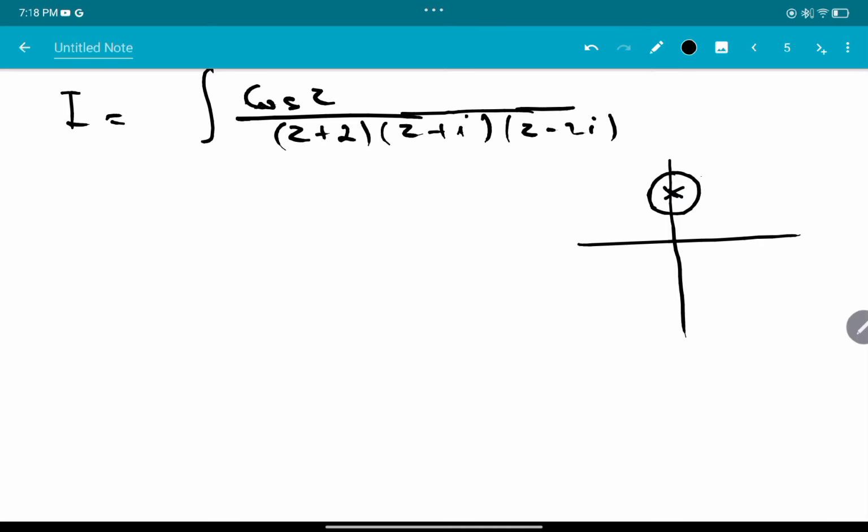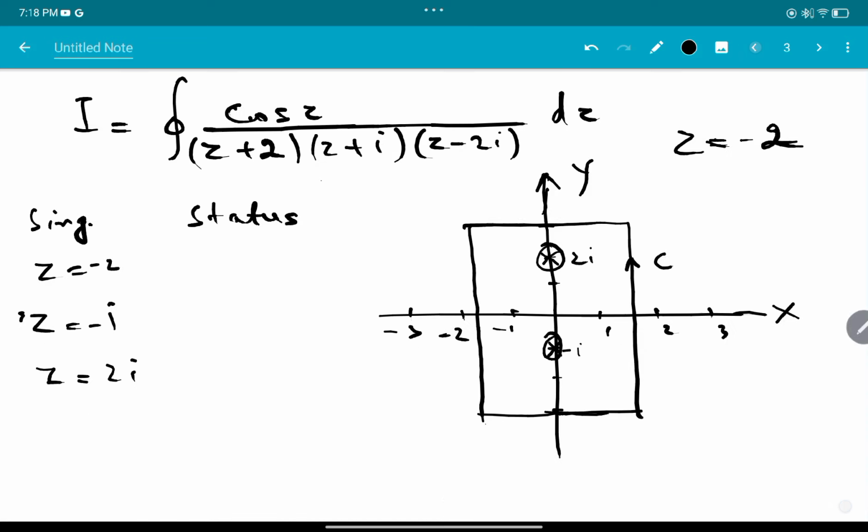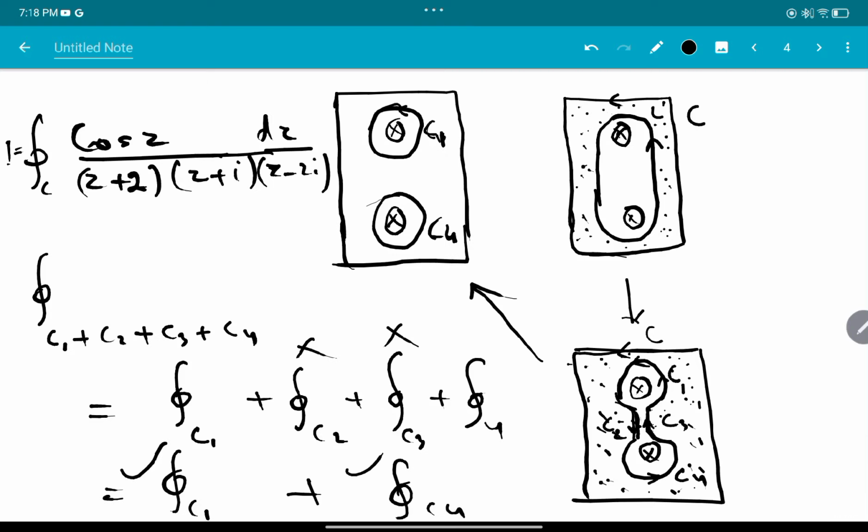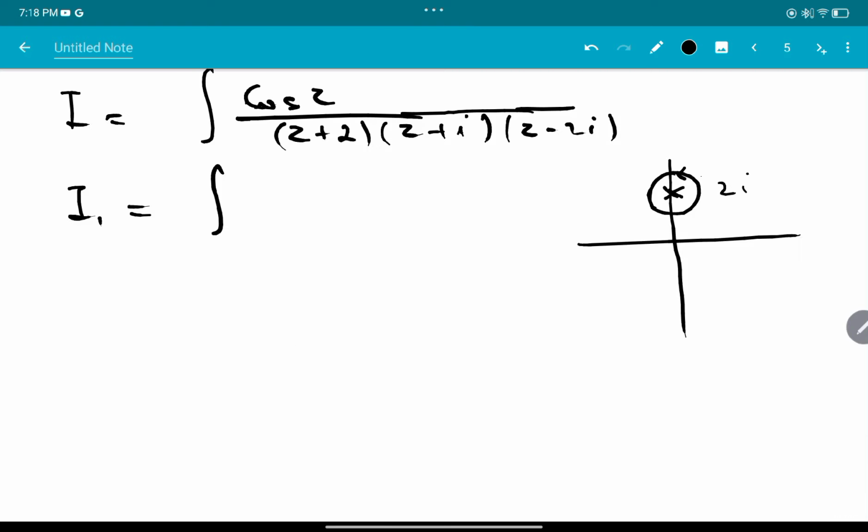Let us check which singularity it is. It is 2i. So this is the 2i singularity. Let's focus only on this and calculate this integral. I1 is equal to, what was the name of this path? Let us go back and see, C1. So it is the integral along C1 of cos z.